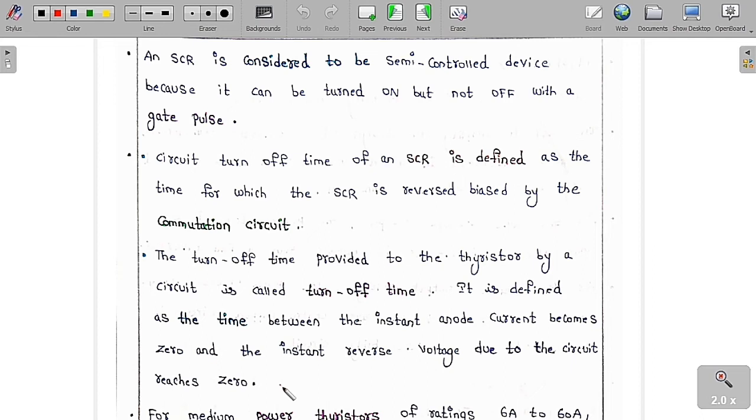The turn-off time provided to the thyristor by a commutation circuit is called the turn-off time. It is defined as the time between the instant the anode current becomes zero and the instant the reverse voltage due to the circuit reaches zero. So it is the time interval between the anode current being zero and the reverse voltage being zero.